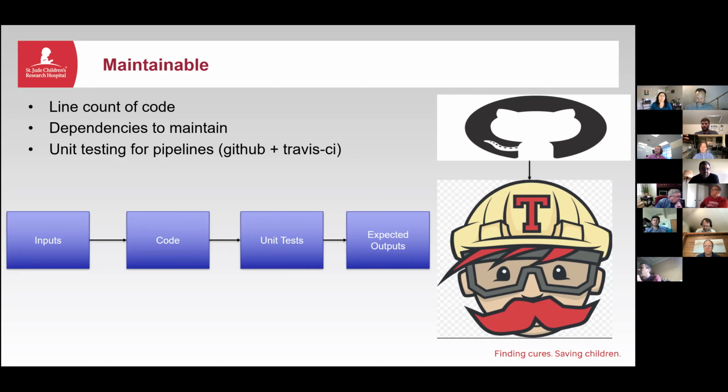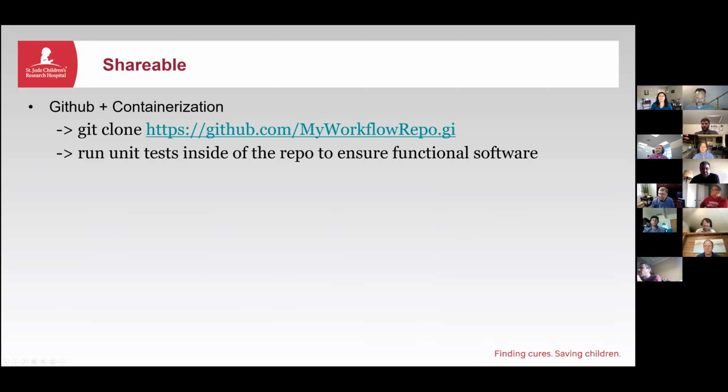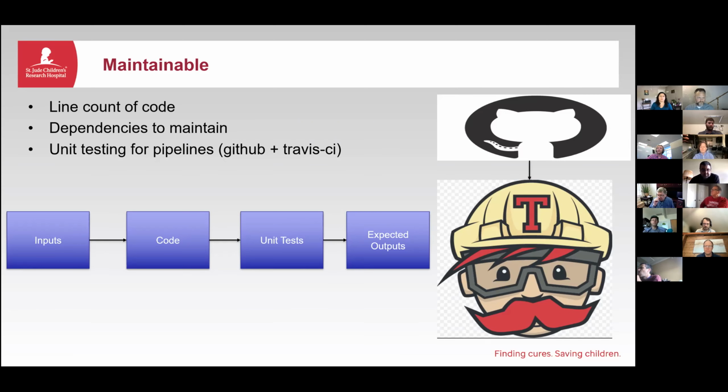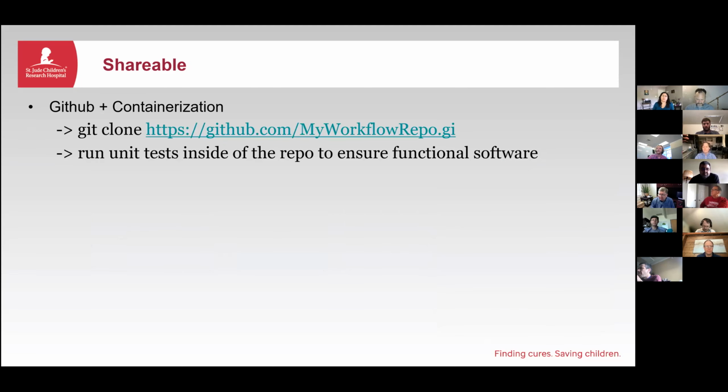And I think this is really fundamental because this is what's going to tell somebody if pulling the tool locally is going to work. So they can pull down your workflow, they can run your unit tests, and they can say, hey, I at least know that I can run this workflow now. And I can pass my inputs to it and check it out.